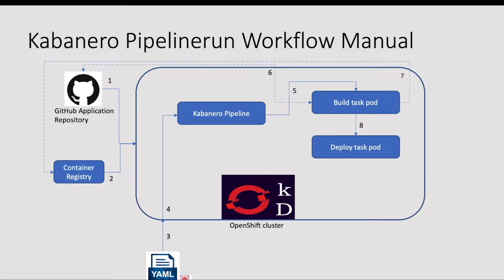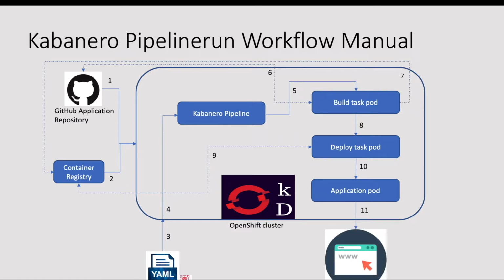Once that is completed, the deploy task pod will be generated. The deploy task pod will pull that container image which was stored in the container registry, and using that it will try to deploy our application inside an application pod. Once the application pod is running healthy, we can get the URL for the application pod and try to run it on the browser. This is how the Kabanero pipeline run will help us build and deploy our project and get it running on the application pod in our cluster.